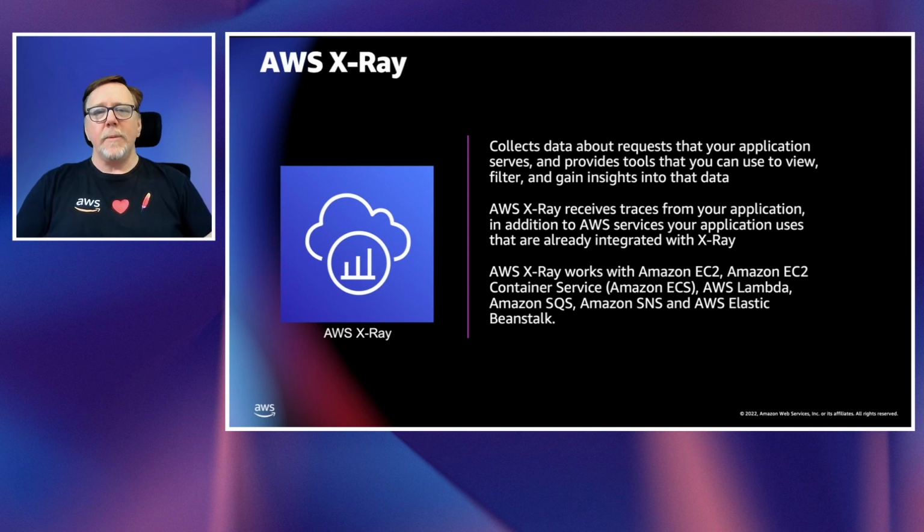AWS X-Ray collects data about requests that your application serves and gives you tools to view and gain insights into that data. X-Ray receives traces from your application in addition to AWS services like AWS Lambda that enable you to bring that trace data in and view service maps and trace graphs and the other tools that you're used to.